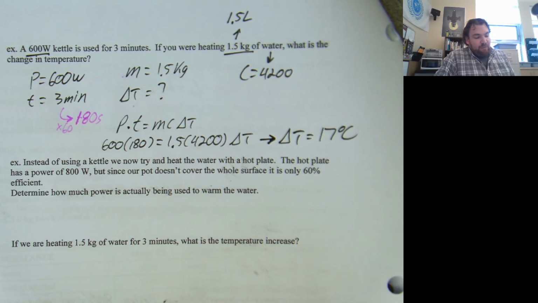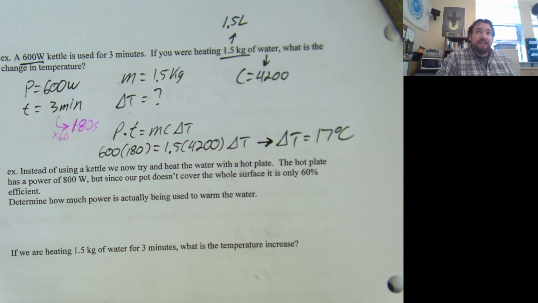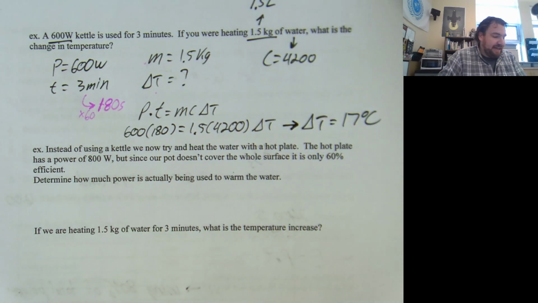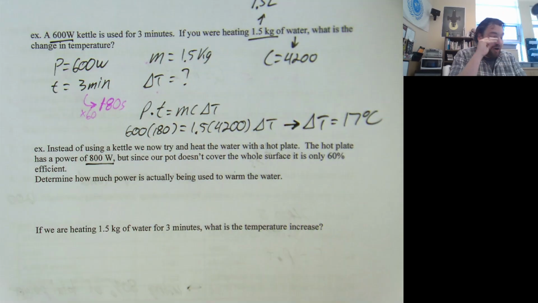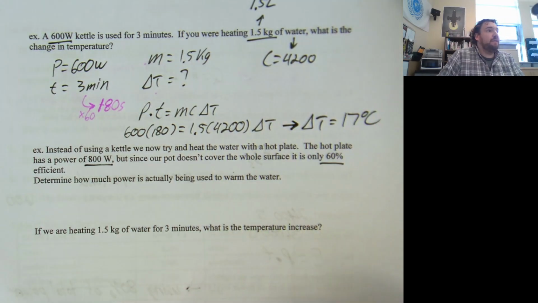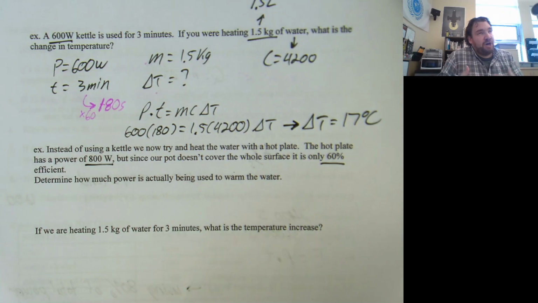What if instead of the kettle, we're going to use the stove, hot plate? The hot plate has a power of 800 watts, so it's a stronger hot plate, but our pot doesn't cover the whole surface. The pot only covers about 60% of the surface. So we're using a pot that is smaller than the total area of the element. So we're not getting all 800 watts. We're getting 60% of that.